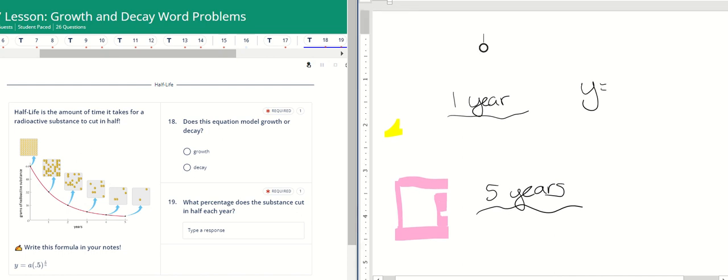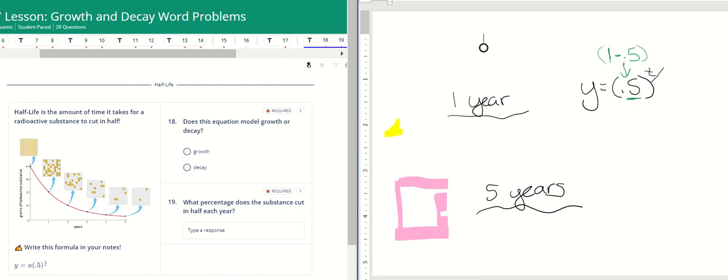Y equals 0.5. The reason we have 0.5 in there is because this means the 100% that you start with minus the 50% that gets taken away each half-life. So every half-life, you start with 100% of the substance, you take away half of it, that leaves you with half left over. And then we raise it to the t power for time.